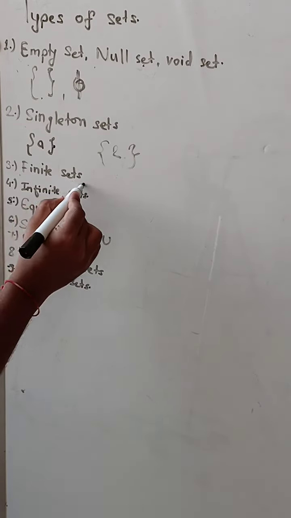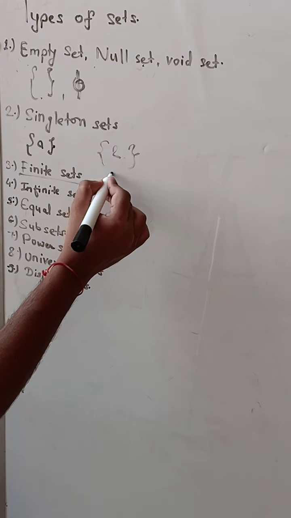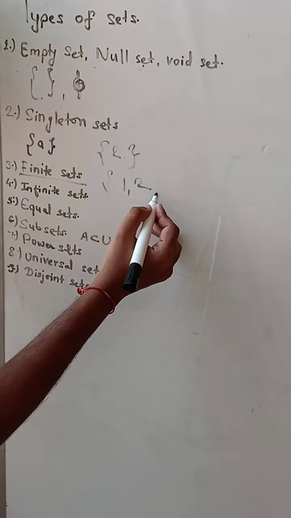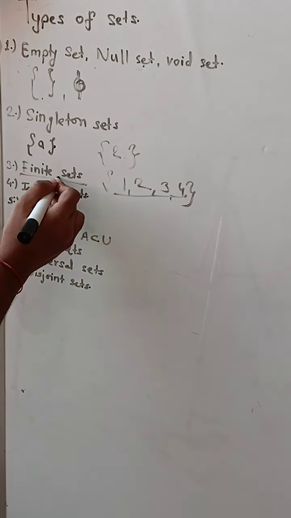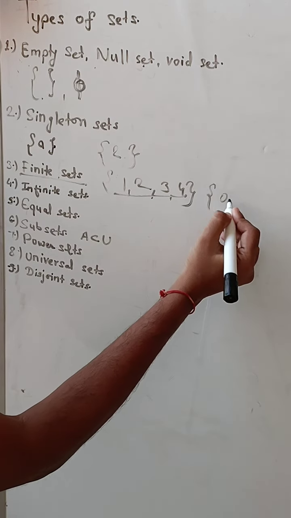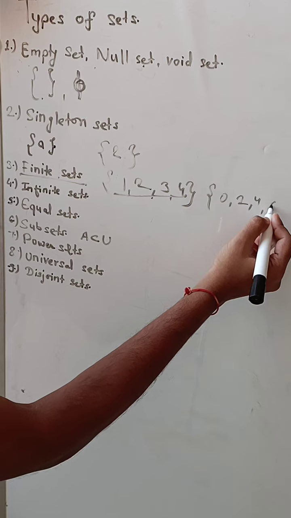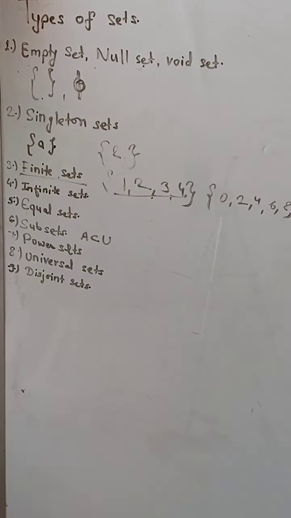And finite sets, the sets which have a definite number of elements, like the elements can be counted. For example, this is 1, 2, 3, 4. How many elements are there? 4, right? These are finite sets. And a real life example of finite sets is even numbers that are less than 10. Even numbers that are less than 10: 2, 4, 6, 8, just this.